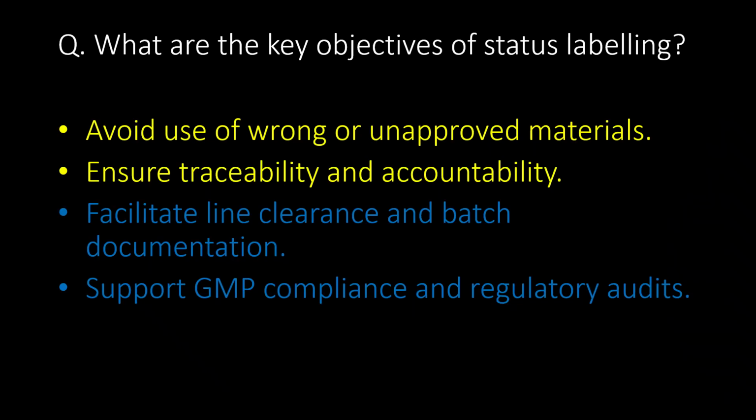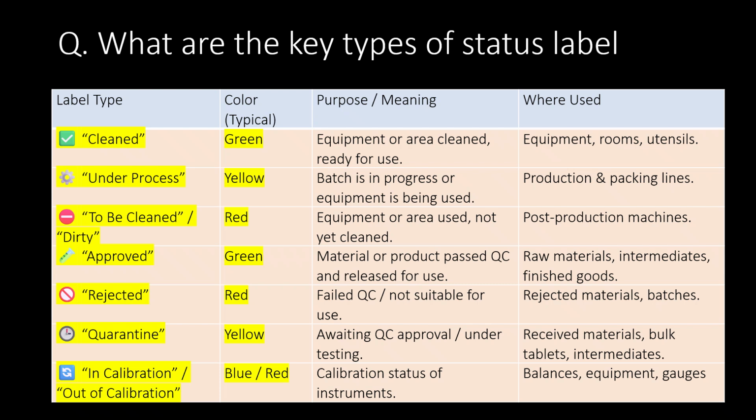What are the key objectives of status labeling? First, to avoid use of wrong or unapproved materials. Second, to ensure traceability and accountability. Third, to facilitate line clearance and batch documentation. Fourth, very important, to support GMP compliance and regulatory audits.